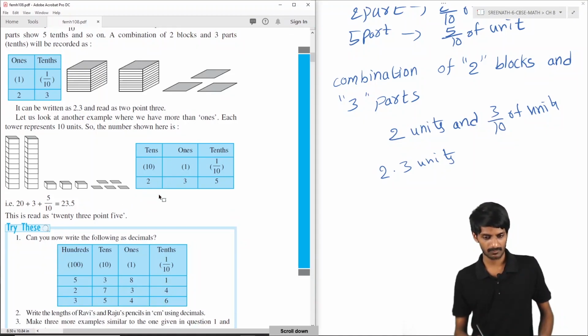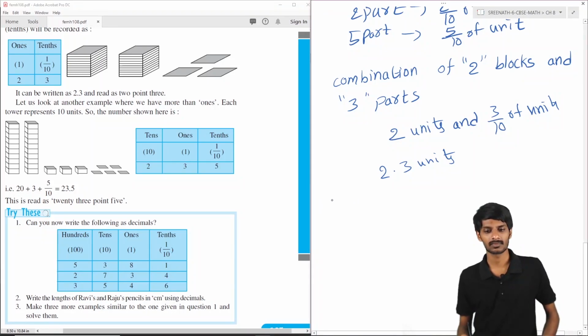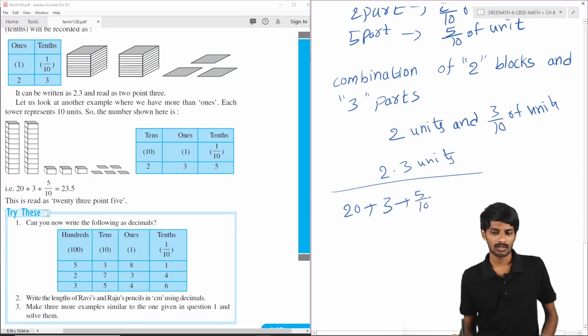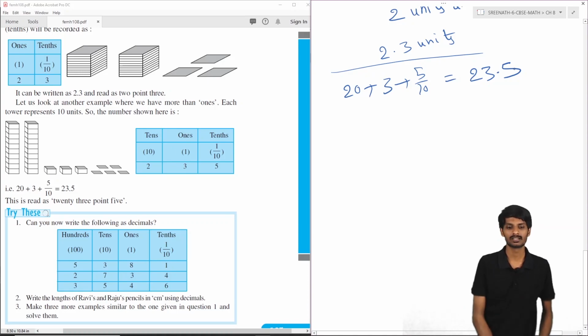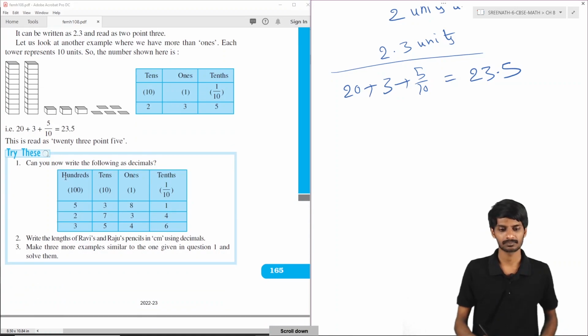So how will we represent it? There are totally 2 towers. Each tower has 10s, so it is 20 plus how many units are there? There are 3 units. So that's why 3. And how many parts are there? There are 5 parts. That is 5/10, which is also called 0.5. So it will give the answer as 23.5. It is called 23.5, students. Like that you have to represent.